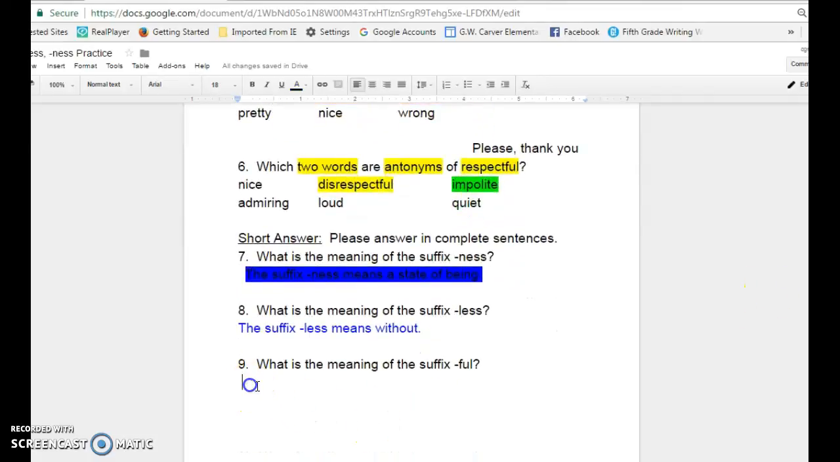What is the meaning of the suffix full? You could say it longer if you wanted to, but the suffix full means full of, period. Make sure you have complete sentences. Make sure that they have capital letters and ending marks, and you are finished. So the next thing you need to do is open up your other tab and take your quiz.